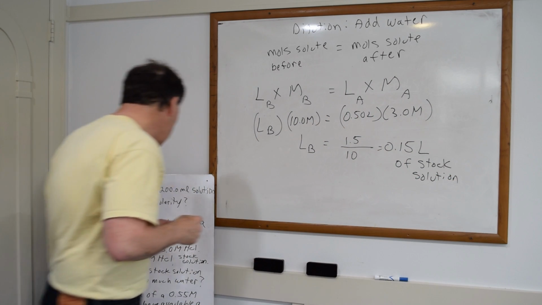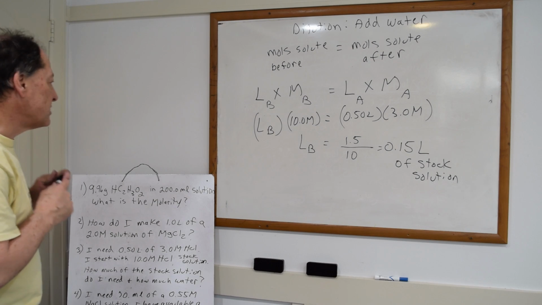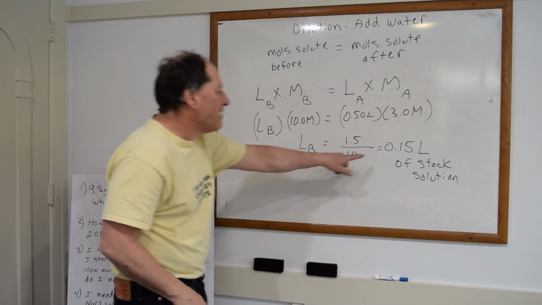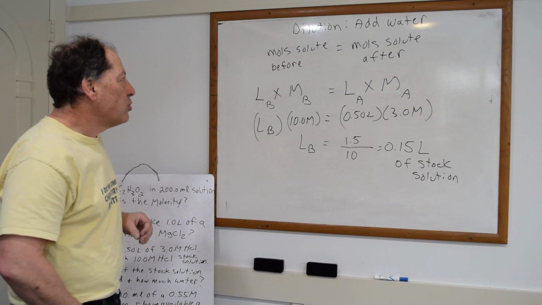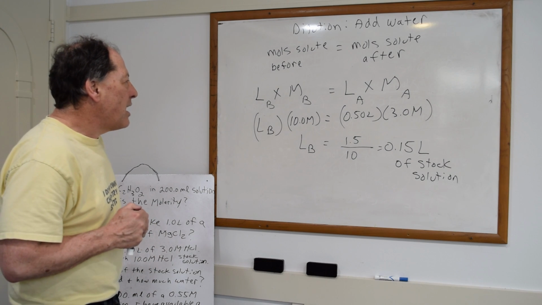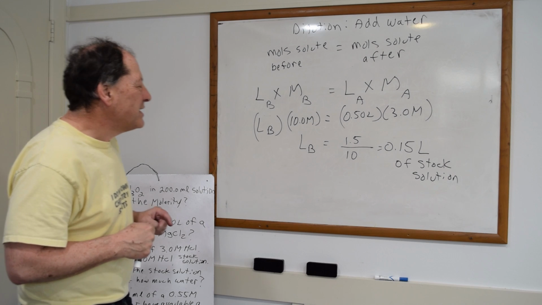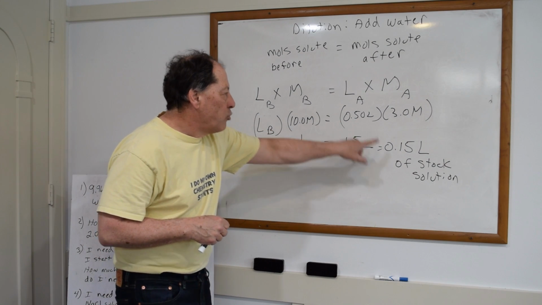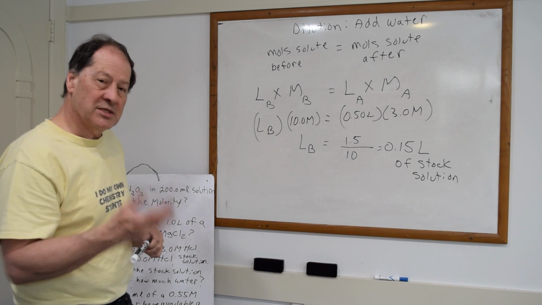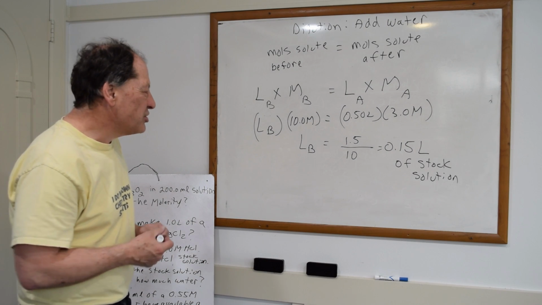Okay, so the first part of the question is, how much of the stock solution do I need? Well, I'm going to need 0.15 liters of that stock solution as a starting point. Now, how much do I need total? Well, I wanted 0.5 liters. 0.15 of that was the stock solution. So how much water should I add?